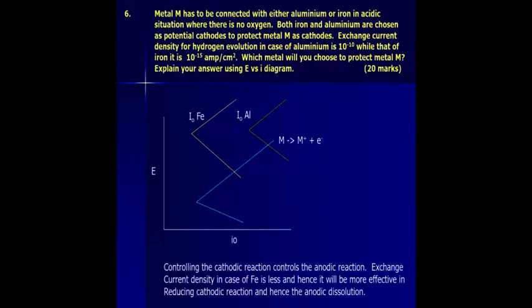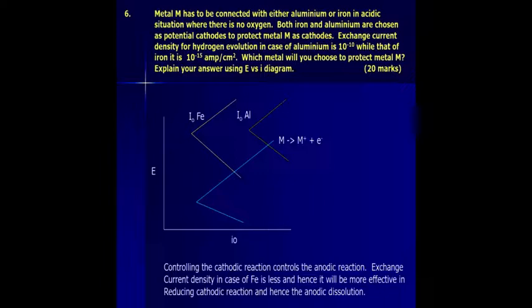So your cathodic reaction is straightforward. Now both iron and aluminum are chosen as potential cathodes. So your metal M is still corroding, but you want to minimize the rate of corrosion. So to attach with these things, acidic situation, and I give you the exchange current density in case of aluminum is 10 to minus 10, and while that of iron is 10 to minus 15. Which metal will you choose to protect metal M? Whether you connect metal M to aluminum or whether you connect metal M to iron. That's the question asked. And then you have to show this diagram to explain your answer.